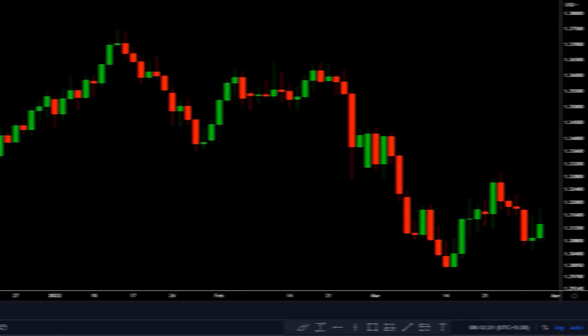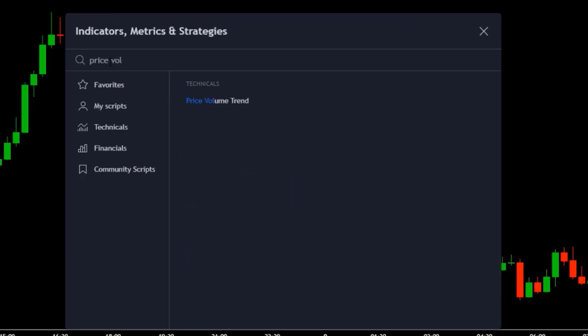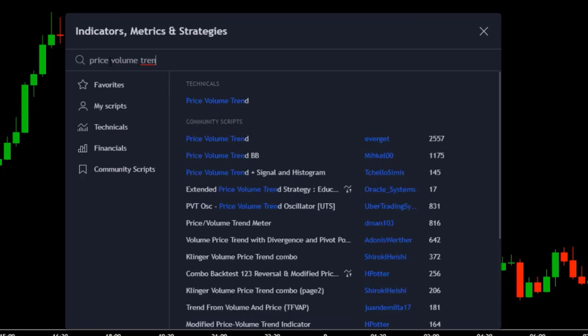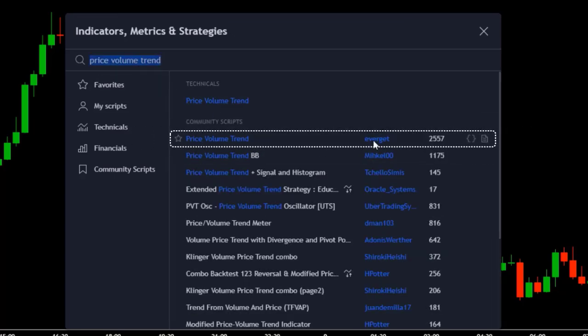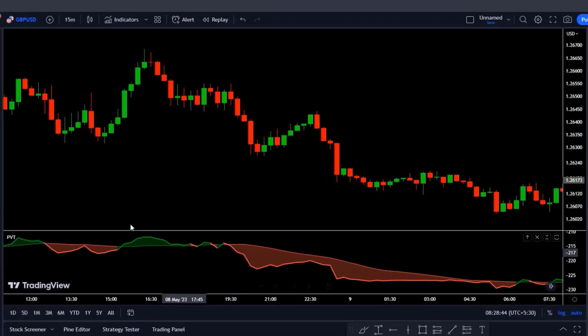Let's first add the indicator to the chart. Go to the Indicator tab and search for the Price Volume Trend Indicator. Select the indicator made by FxAccurateUS and add it to the chart. Now let's take a look at what the different components of the indicator are and how they work.